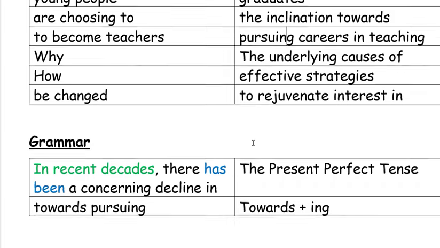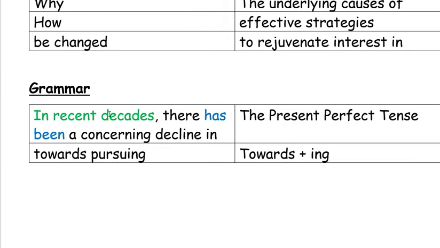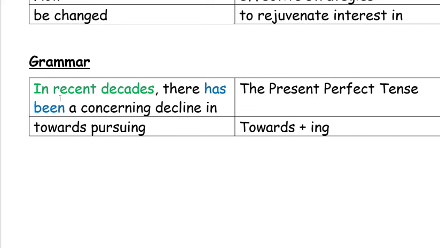Next, now let's focus on the grammar in this introduction. In recent decades, there has been a concerning decline in. Here I've used the present perfect tense, has been, and the key words are in recent decades. Also, please remember that after the word towards, you should write ing here. So towards pursuing, towards choosing, selecting. Always make sure to add the ending ing.